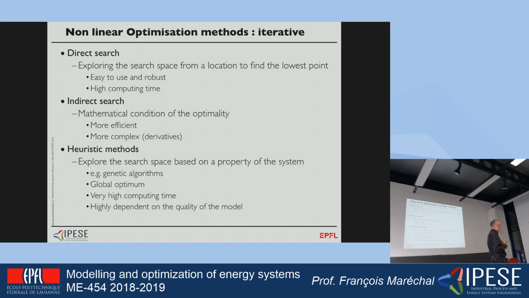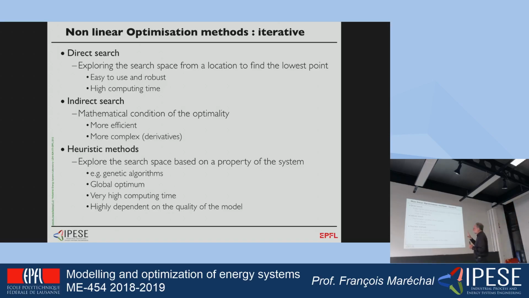The indirect search method is going to say that, okay, I know the definition of the optimum. The optimum is the place where the derivative is equal to 0. So in the indirect search method, what I'm going to search for is where the derivative is equal to 0. So it means that I'm not looking for a descent, I'm looking where the derivative is equal to 0. Okay? So this is the indirect search method.